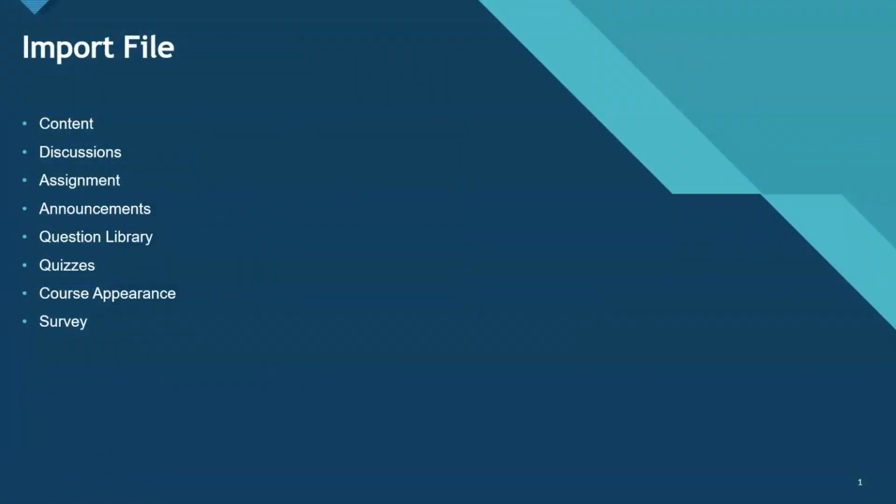This video is the instructional follow-up to the Best Practices homepage template informational video. We will begin with the zip file that you can import into your Falcon Online course shell. The file contains the following items from the course template: content, discussions, assignments, announcements, question library, quizzes, course appearance, and survey. You can download the zip file from the Falcon Online for Faculty Info Guide. There is a homepage tab with a link for them, and you can find the download link for the file under Resources in our blog post on this initiative.